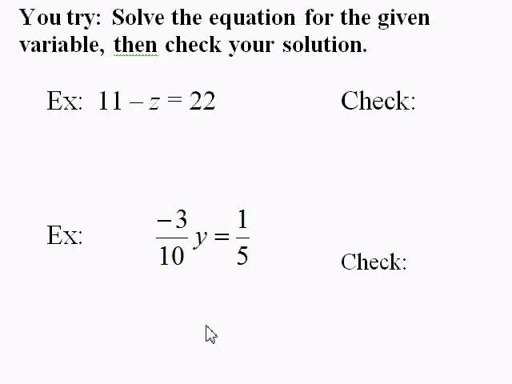There are 5 equations I would like you to try to solve on your own by pressing pause, working out the question, and then pressing play when you're ready to see the answers. Please do not forget to check your solution.